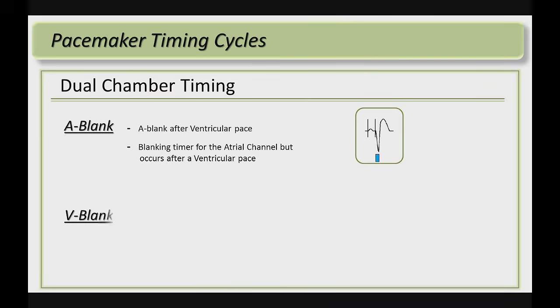If we pace in the atrium, we V blank. It's easier if we think of it as V blank after atrial pace. This is a blanking timer for the ventricle and occurs after atrial pacing.